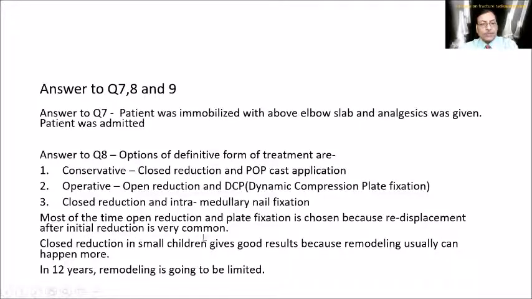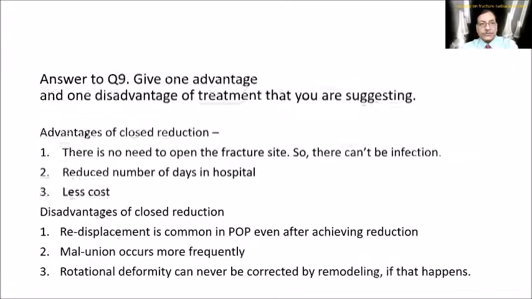Remember, most of the time, open reduction and plate fixation is chosen because the redisplacement after initial reduction is very common. Closed reduction in small children gives good results. In a 12-year-old, our choice is very clear. If it is displaced, both bones are fractured, completely displaced, better to do the operation. So advantages and disadvantages. So we can see it.